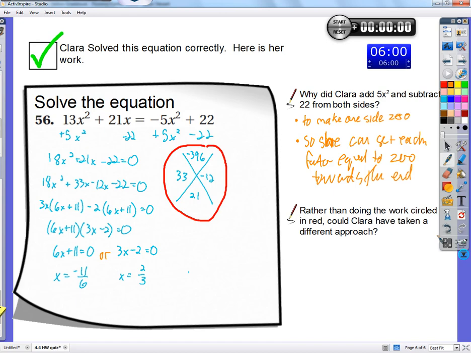Rather than doing the work circled in red, could Clara have taken a different approach? Could she, yeah. We talked about this. Could she do it differently? Could she quickly write? I can think of a three-word response to this.